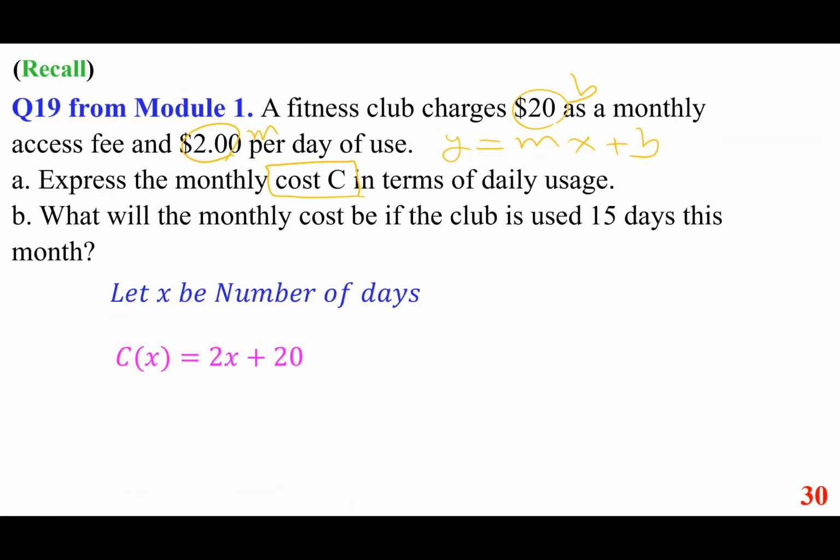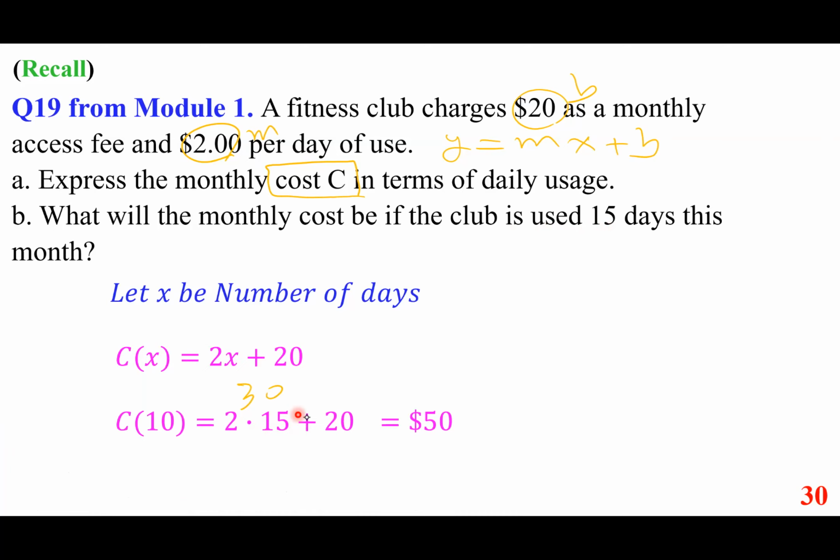Now, what will be the monthly cost if we use it for 15 days? Replace it. 2 times 15 is 30. Add it to 20 and you get $50. So the cost would be $50 for that month.